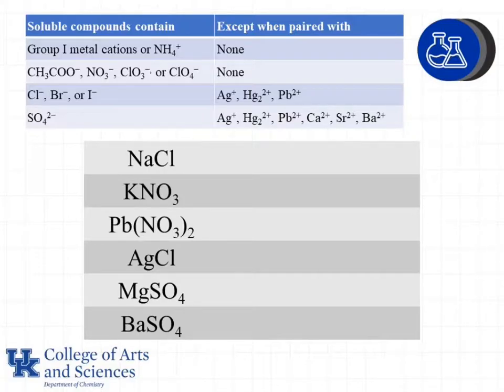We're going to explore these rules by going through a number of examples. First, we're going to look at compounds that are generally soluble in water. For example, when we see a compound that contains a group 1 metal cation or ammonium, NH4+, we know that this compound will be soluble. Note that the group 1 metal cations include lithium, sodium, and potassium, and other metals in that column. We also know that compounds that contain any of the ions CH3COO-, which is acetate, NO3-, ClO3-, or ClO4-, will all be soluble in water, and there are no exceptions to these rules that we need to be concerned about.